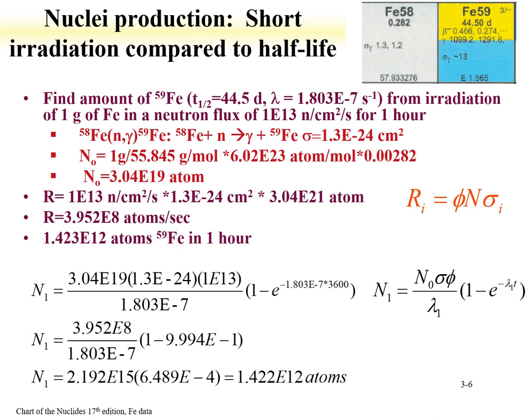Let's compare these two equations in two different scenarios. One where the irradiation time is short compared to the half-life, and one where the irradiation time is long compared to the half-life. So for our first example, let's use a reaction to make iron 59, this isotope, 44.5 day half-life.